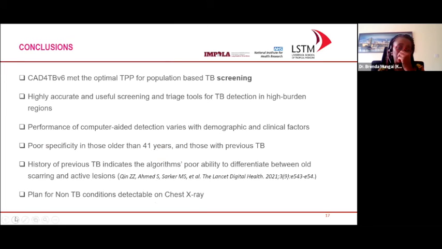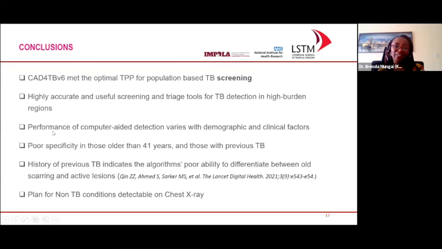Okay, so in summary, my conclusion is that CAD for TB version 6 met the target product profile for population-based TB screening. It was a highly accurate and useful screening and triaging tool. The performance varied with demographic and clinical factors, with poor specificity in those older than 41 and those with previous TB. And then, history of previous TB indicates the algorithm's poor ability to differentiate between scarring and active lesions. And as I'd said, this has been shown in other studies. And then, we need to plan for non-TB conditions that are detectable on X-ray.